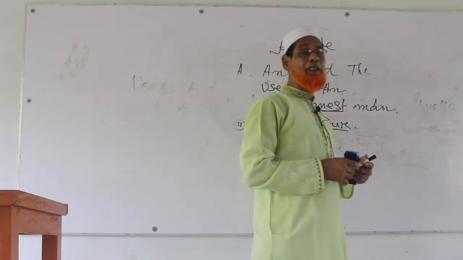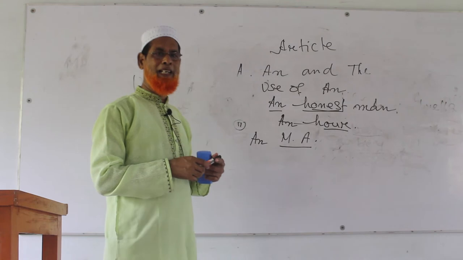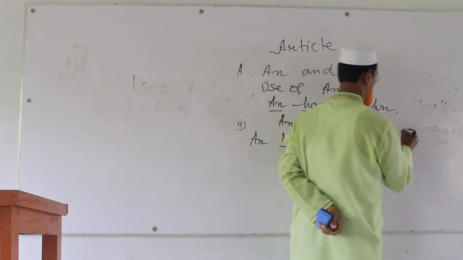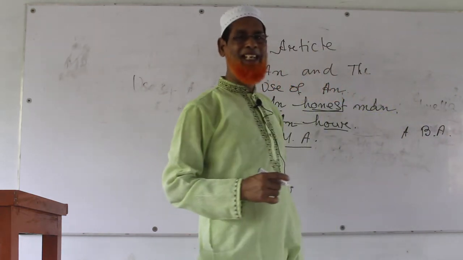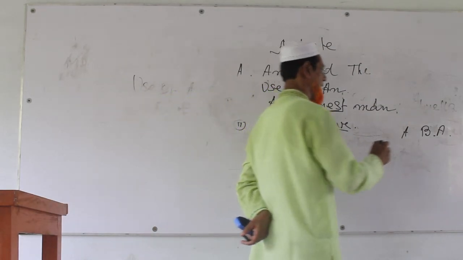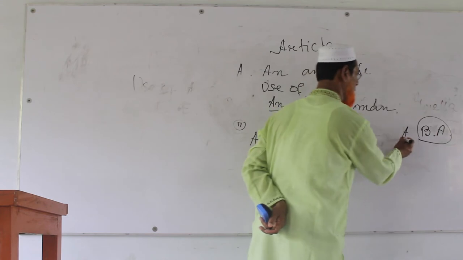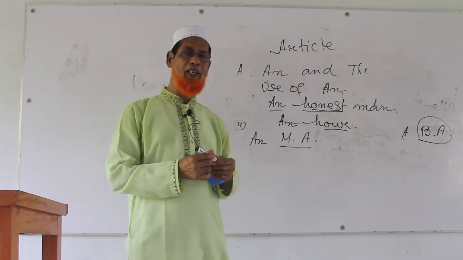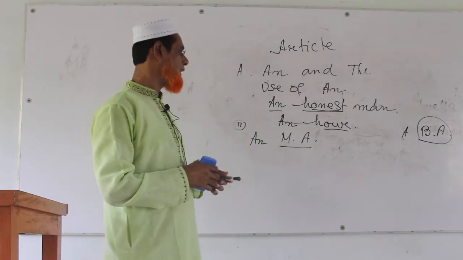But the abbreviation that is not pronounced as a vowel, in this case we can use a before it. Like a B A. My brother is a B A. Here B is used as a consonant, so we can use a before it.